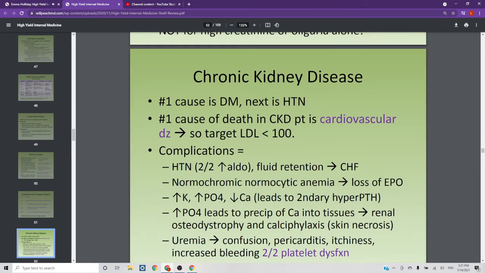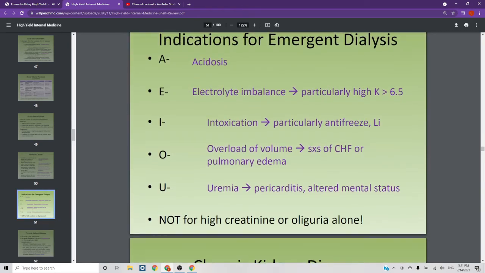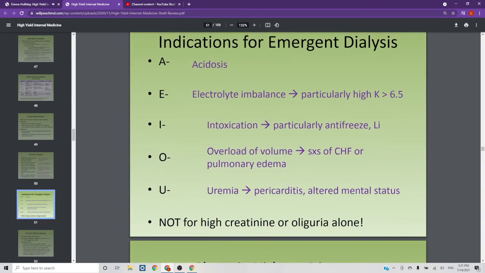And then uremia, we talked about the symptoms of that. The other one I would add are bleeding after an operation. So that could show up on your surgery shelf or your medicine shelf. Uremia from chronic kidney disease causes the platelets not to clot properly, so they're at an increased risk of bleeding.